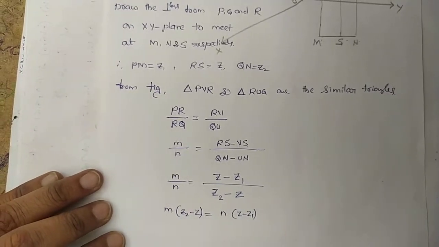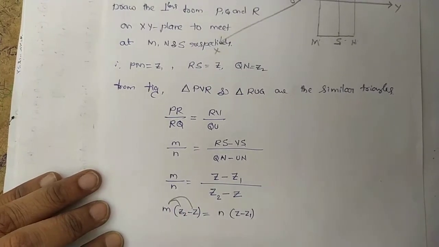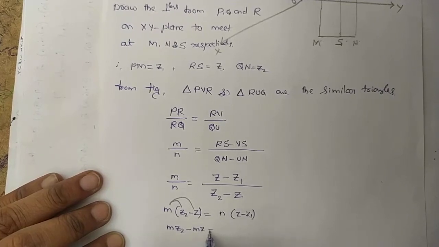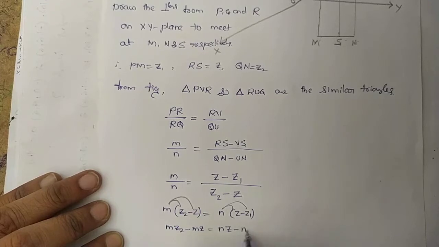Now multiply it and simplify it. So m z2 minus m z equals n z minus n z1.